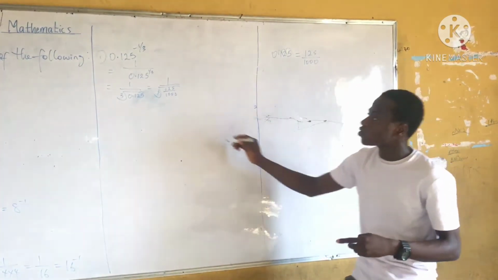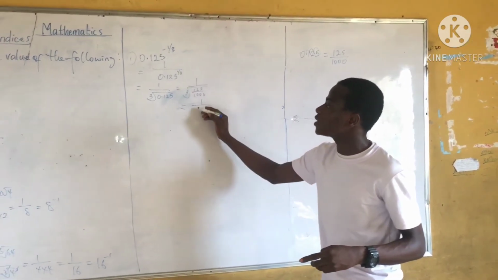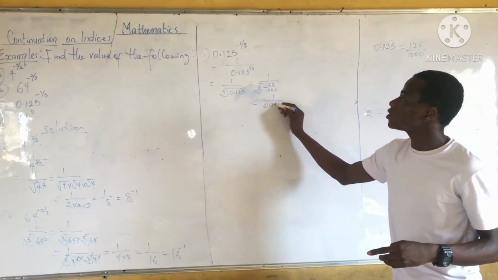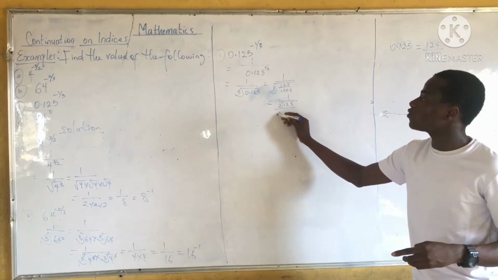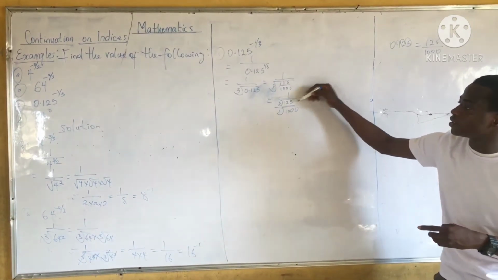Over 1000. So we now say it as 1 over. Then we split the cube by saying cube root of 125 over the cube root of 1000. We have to divide it, so the sign is divided here, divided here, divided here.